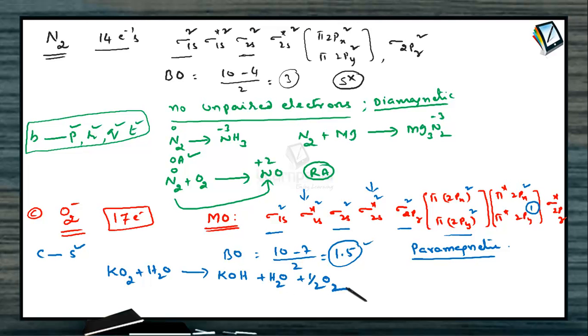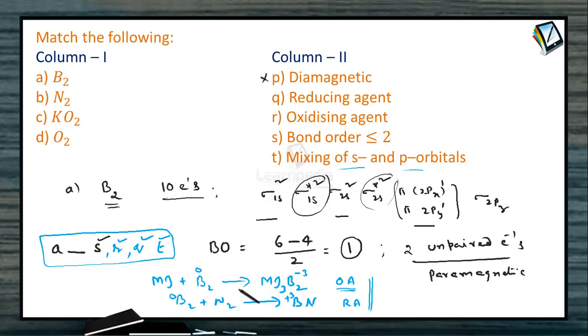So from this reaction, what is that we can understand? Here we have oxygen with minus 1 by 2, and here we have minus 2, here we have 0. So therefore it is showing increase as well as decreasing, and hence disproportionation. Thus it acts both as oxidizing agent and reducing agent. Thereby we can also choose Q as well as R.